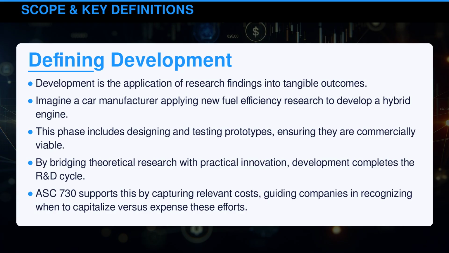Development is the application of research findings into tangible outcomes. Imagine a car manufacturer applying new fuel efficiency research to develop a hybrid engine. This phase includes designing and testing prototypes, ensuring they are commercially viable. By bridging theoretical research with practical innovation, development completes the R&D cycle. ASC 730 supports this by capturing relevant costs, guiding companies in recognizing when to capitalize versus expense these efforts.